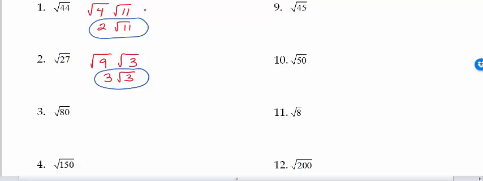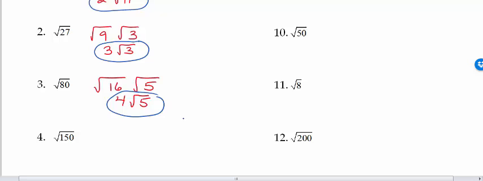Square root of 80, trying to think what goes in that. Well, I know 4 goes in it, but I also know that 16 goes in it. So 16 times 5, I want to take the largest perfect square that I can. The square root of 16 is 4, so my answer is 4 radical 5.